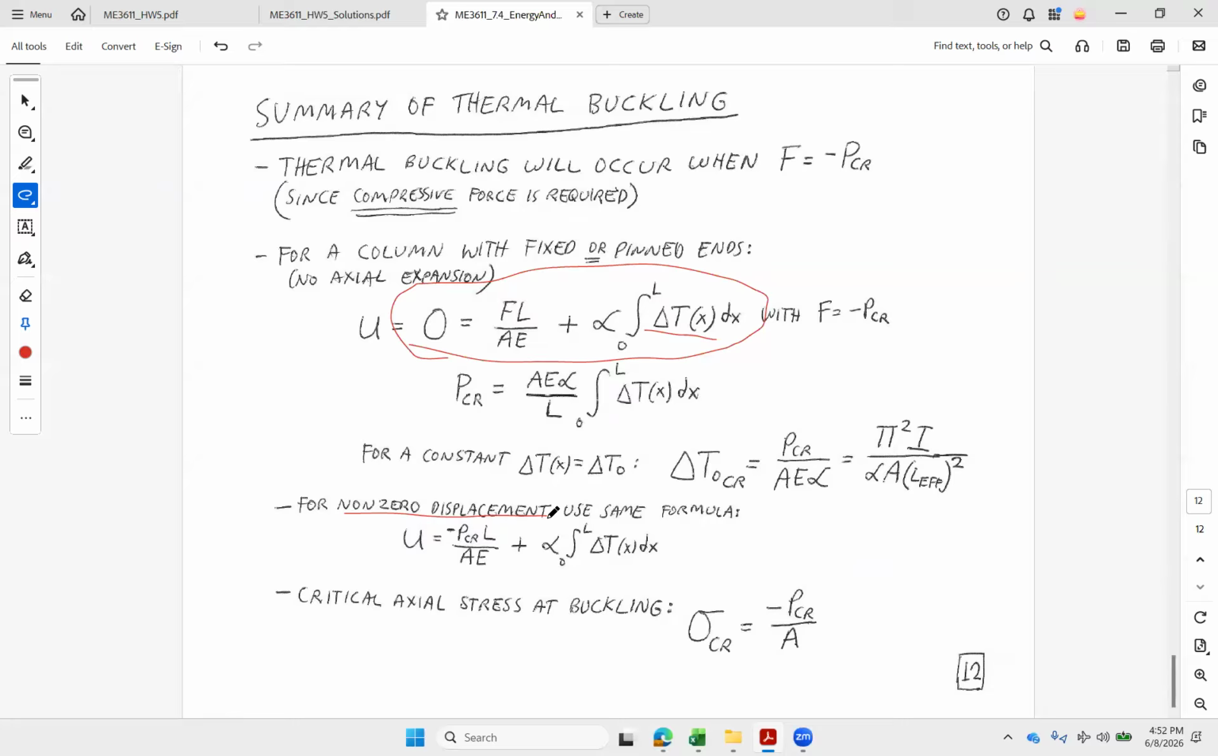This one, we said there's going to be no expansion. If we were looking at how hot we would have to get that wing to buckle in problem number 7, we could have U1 equal U2. And then we would know the force is minus P critical in the aluminum one, and we solve for the delta T. So same formula, we just figure out what we want to set U equal to. 0 here. If it's a 2 bar, we set U1 equal U2.